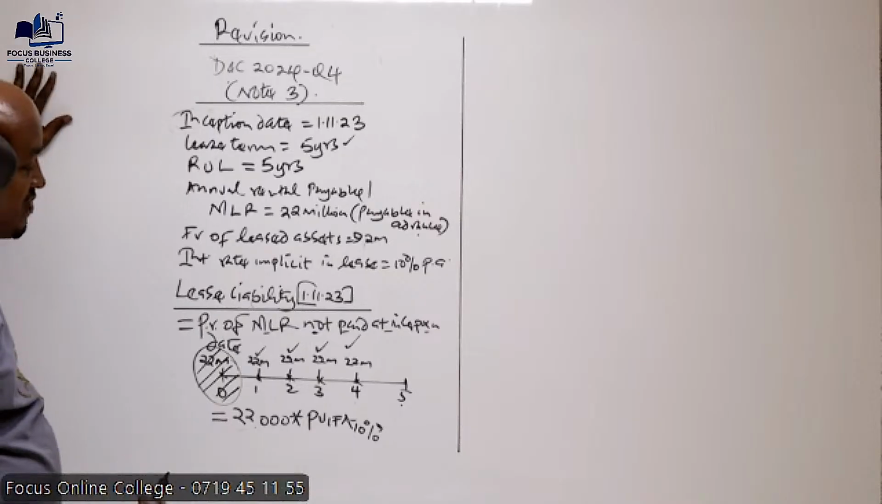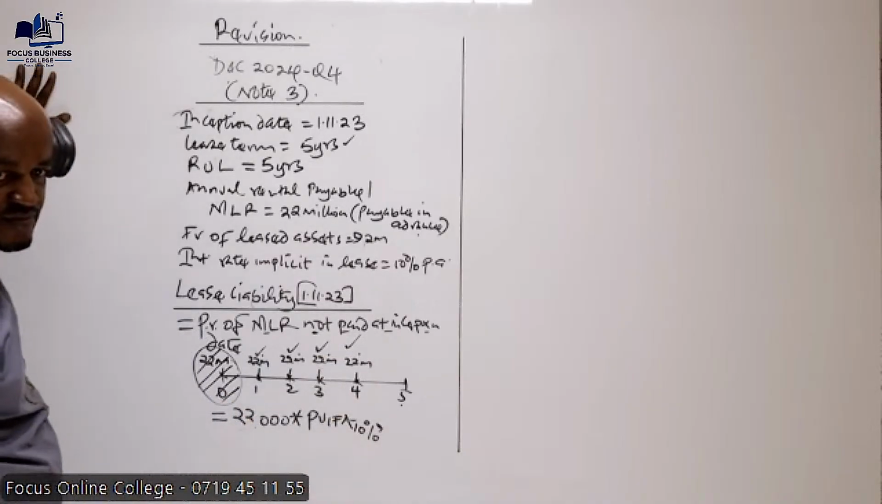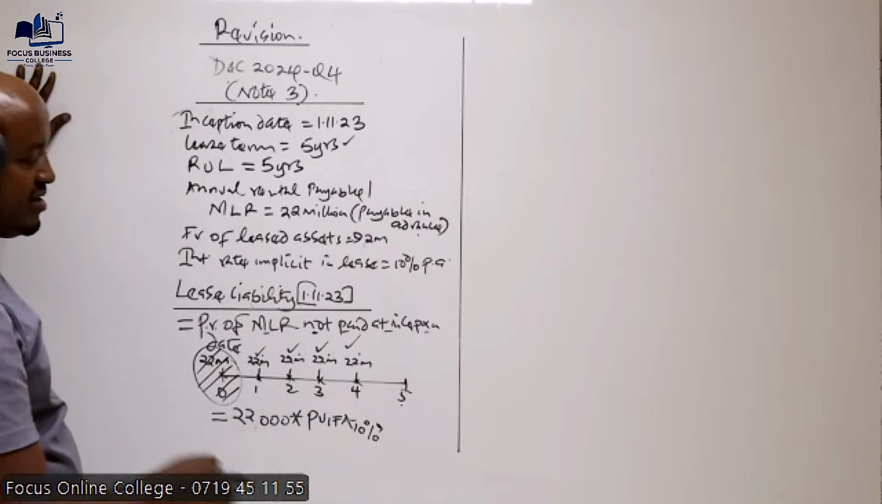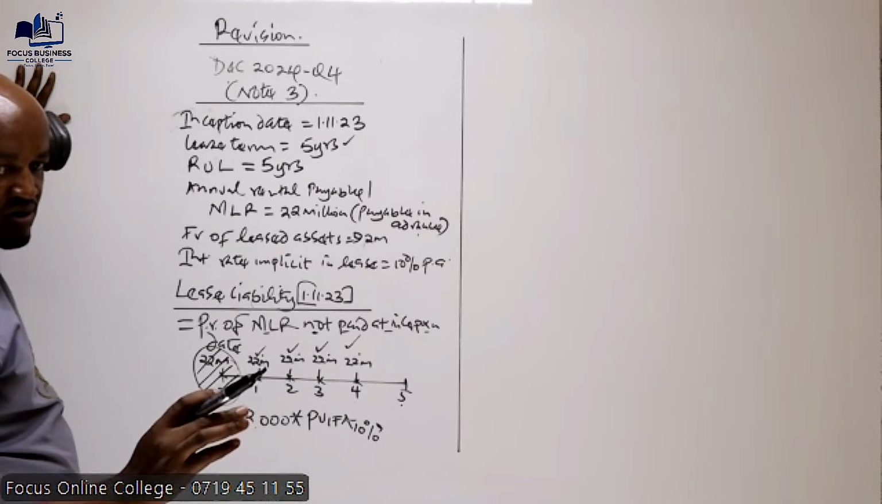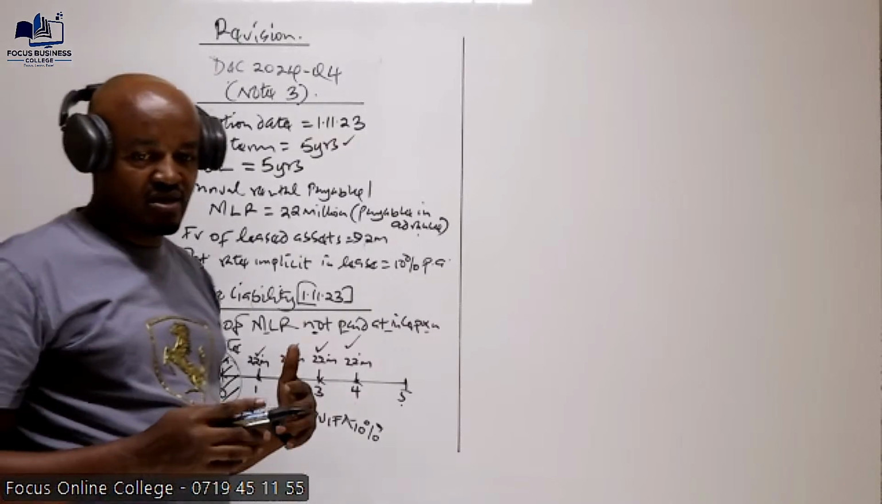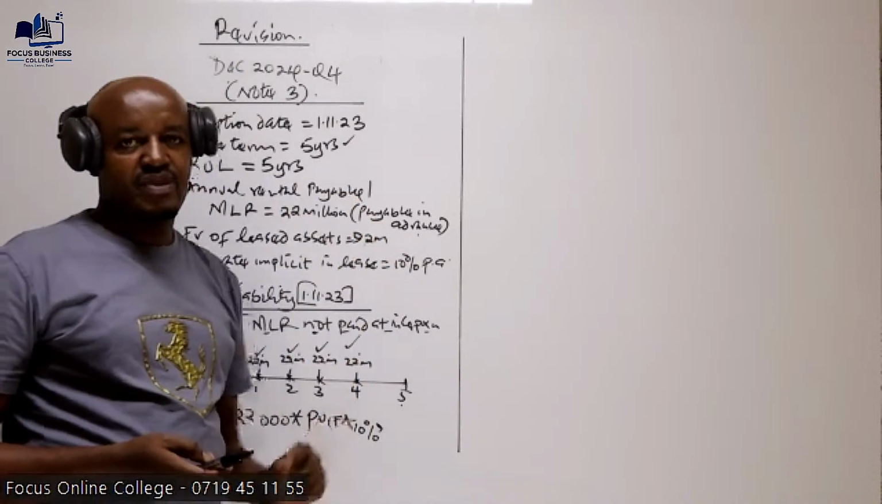You need to ask yourself, how much amount are we discounting? We are discounting 1, 2, 3, 4. Our N should therefore be 4. If you make a mistake and take 5, then your entire question is wrong. And that's why we say, whenever you're dealing with minimum lease rentals, you have to be very careful. You have to determine, is it payable in advance? Is it payable in arrears?